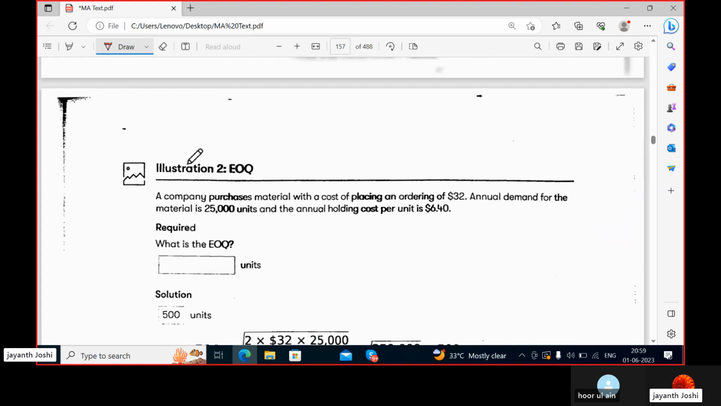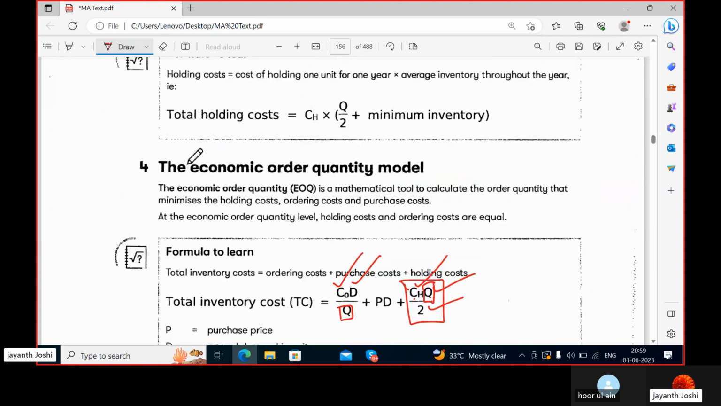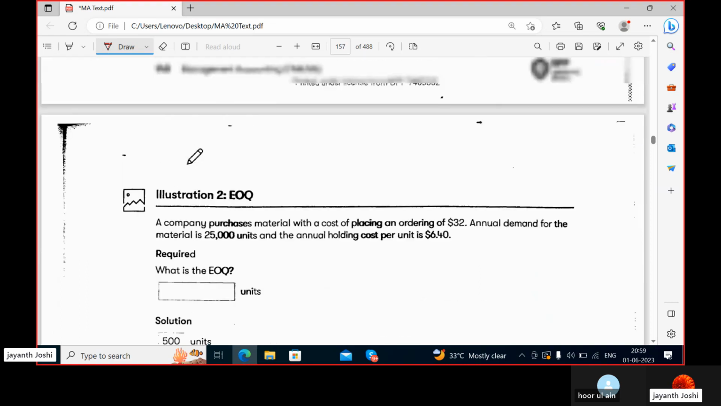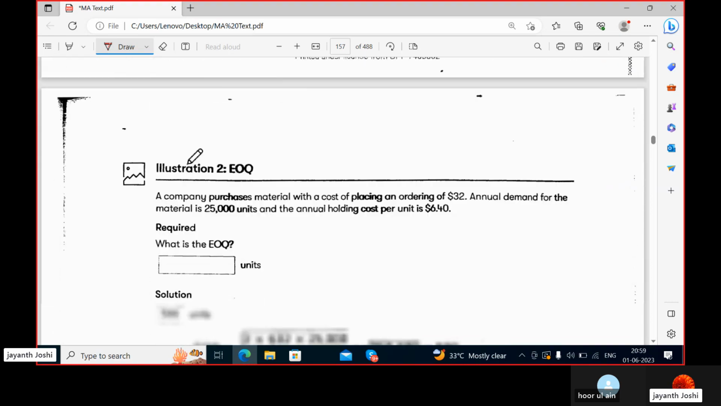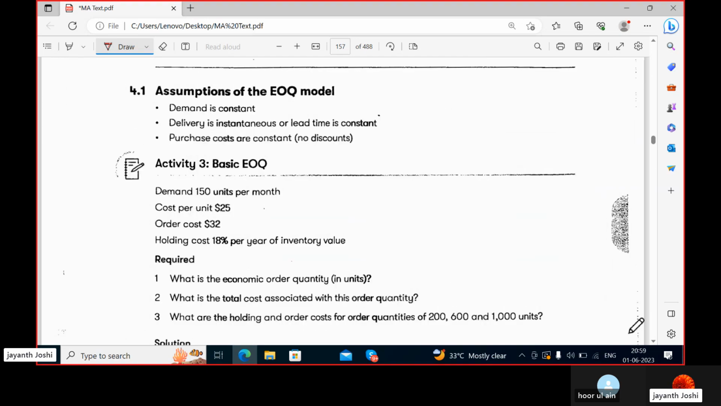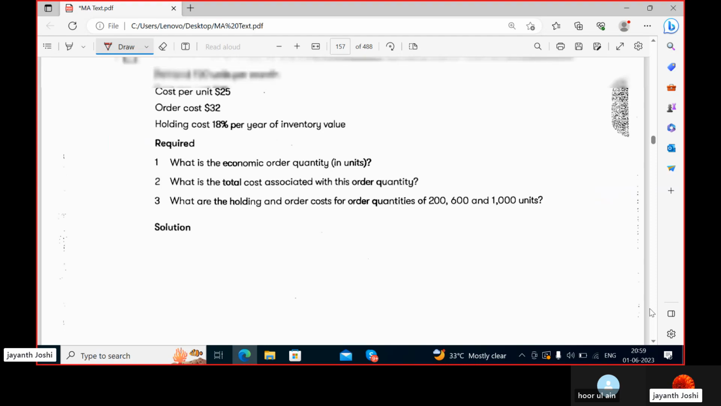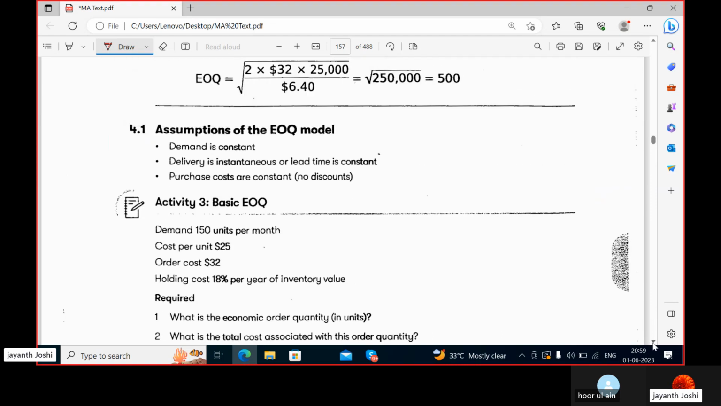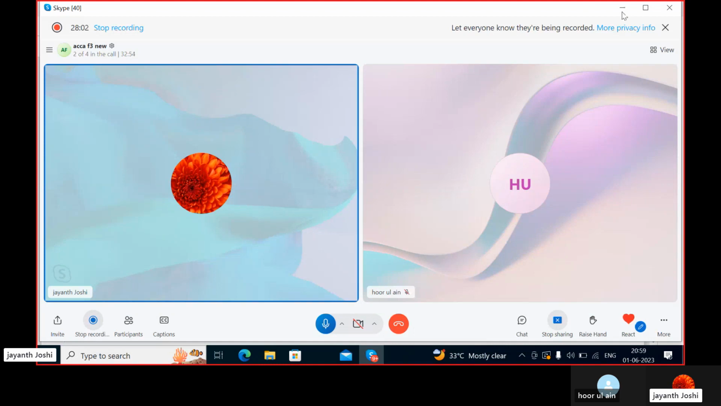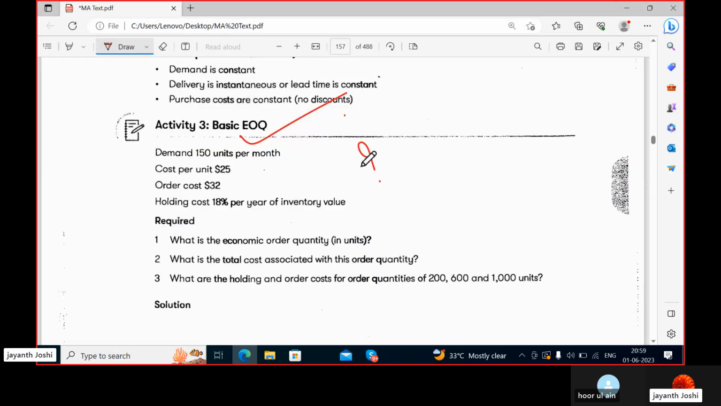Where is the basic EOQ question? Economic order quantity. Question correct? Yeah, this is the basic EOQ question. So I think I have given you the task to do this. Have you done this one, Hoor? Hello? Have you done this? Hello? Did you finish this task? Hello?